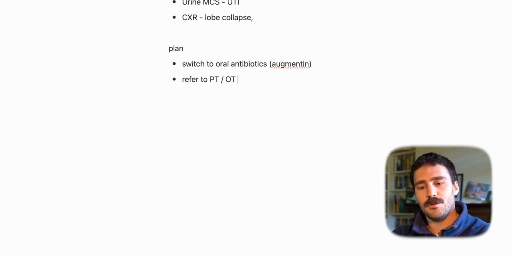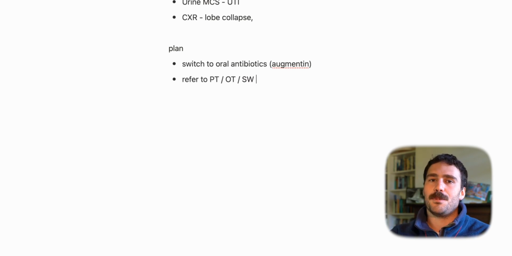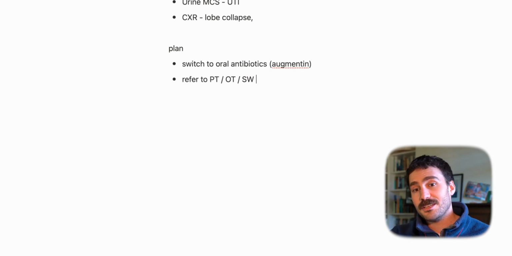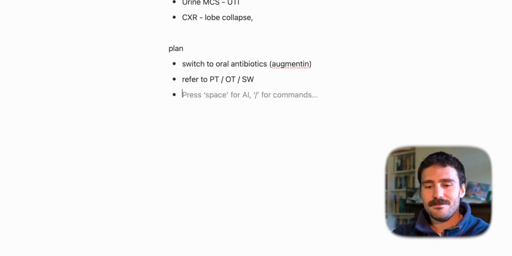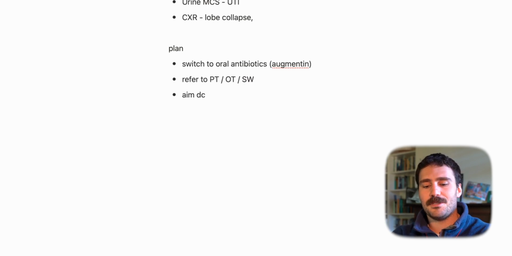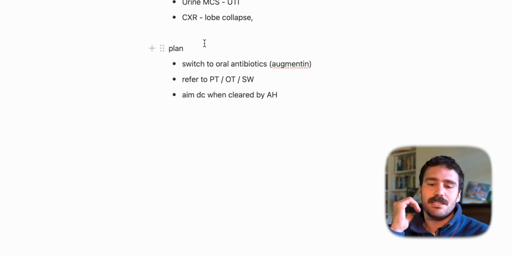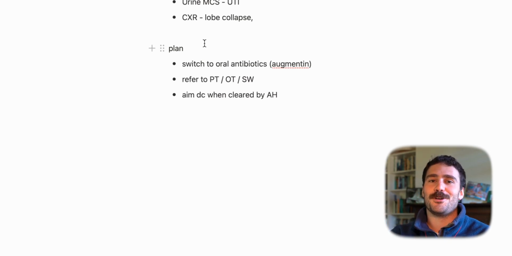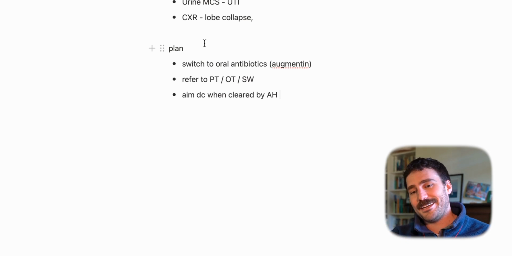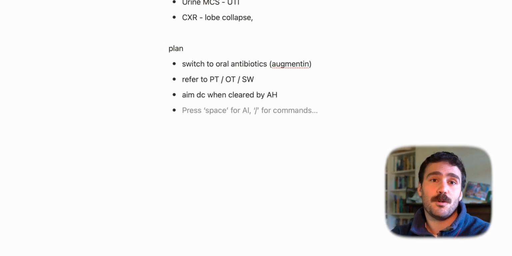Maybe you need to refer to PT, OT, and social work to help the patient in terms of their discharge planning, or maybe they have some issues that prevent them from getting up or going home. Whatever it is, you just put it in the plan. And maybe you can say aim discharge when cleared by Allied Health, so that everyone has an idea of what your intentions are for that patient in terms of their trajectory for that particular day.